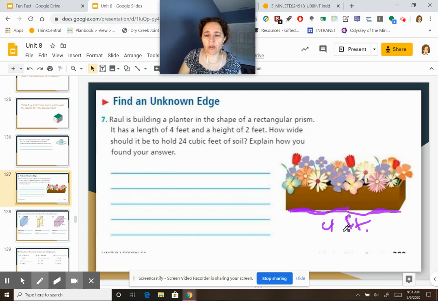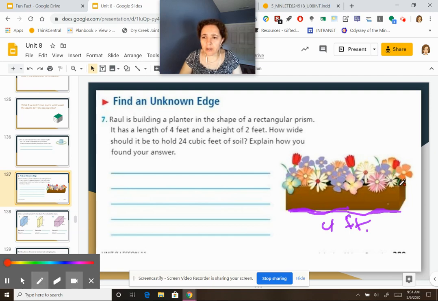Sorry about the writing, boys and girls. It's hard to write with the mouse. So this has a length of 4 feet and a height of 2 feet. So I'm going to use a different color for my height. So here you can clearly see this is a height.